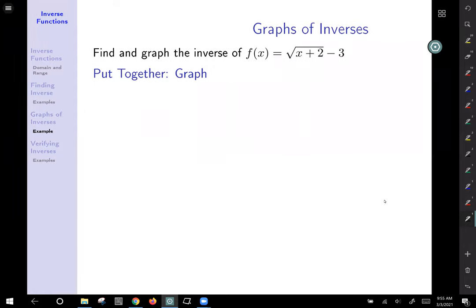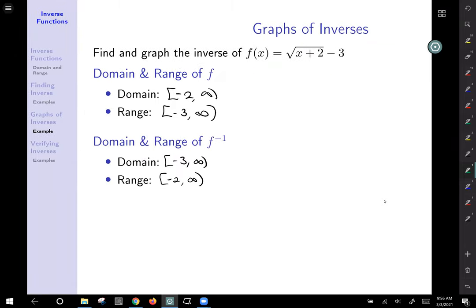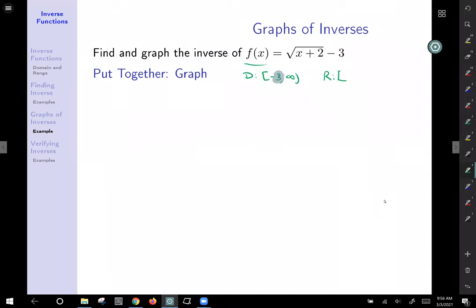Let's summarize what we know so far. So I have my original graph over here. We'll do that in green. And we know the domain of this thing is negative 3 to infinity. And the range of this thing is, wait a minute, I think I got that wrong. Yeah, it starts at negative 2, not 3. Negative 2 to infinity, and the range is negative 3 to infinity.